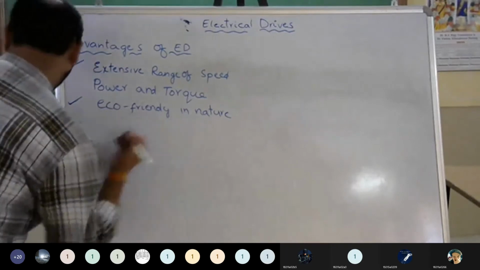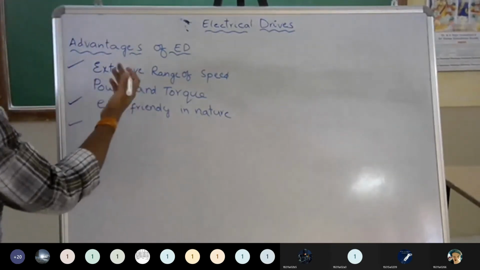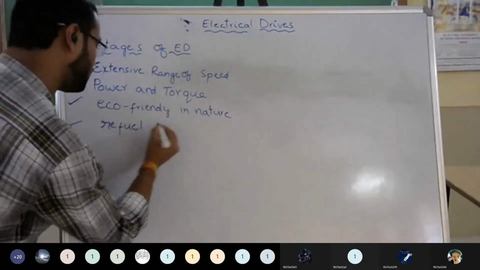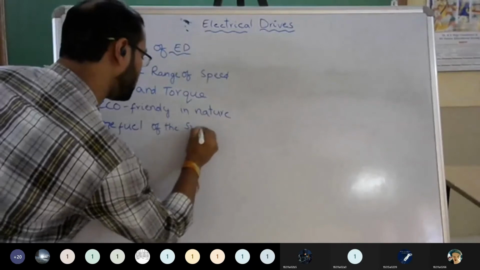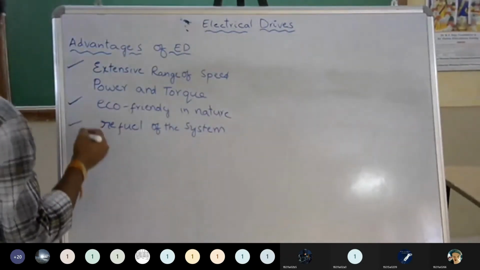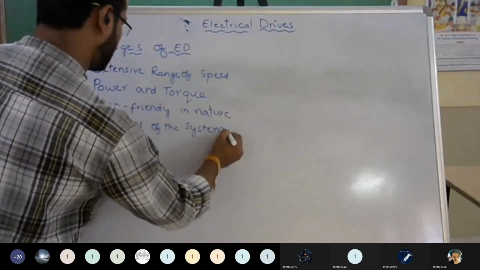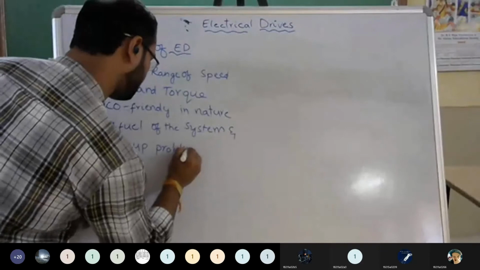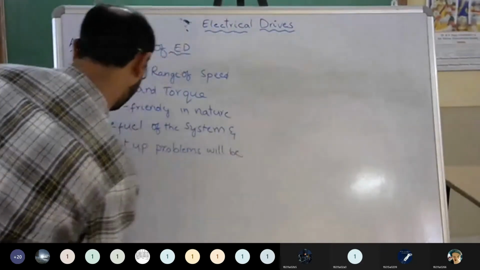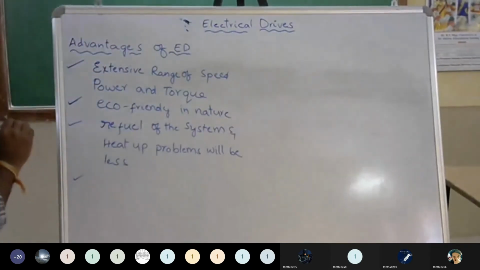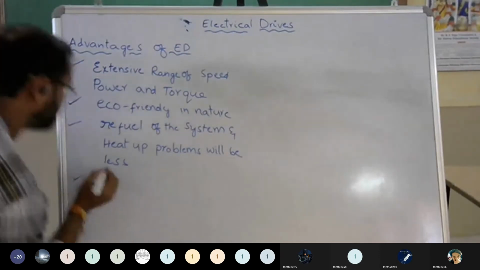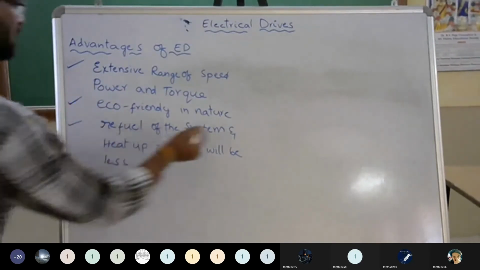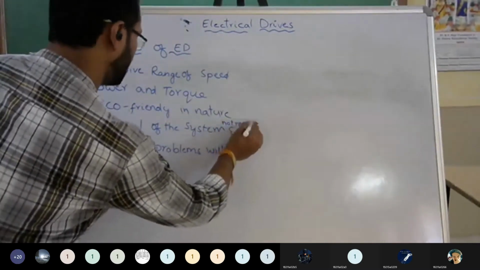And the next thing: because these drives are electrical, we do not need to refuel the system. We do not need to refuel every time, and heat-up problems will also be very less. Okay, so: an extensive range of speed, power, and torque; eco-friendly in nature; refueling of the system is not required; and heat-up problems will be less.